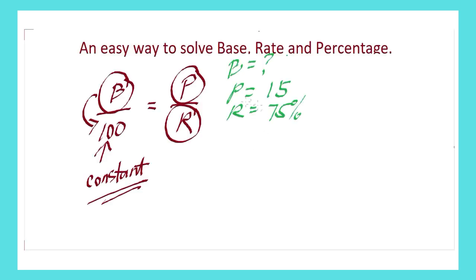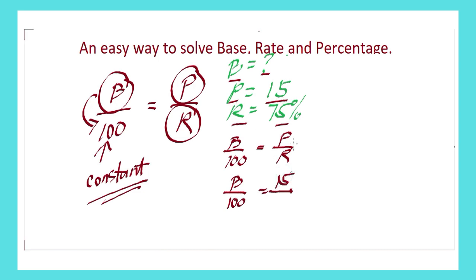Very good. What if the base is missing? Base, we don't know. The percentage is 15 and the rate is 75%. So what will be the base? Again, we are just going to use the formula, B over 100 is equal to the percentage over the rate. B we don't know, so write B over 100, and P we got 15 there, and the rate is 75.